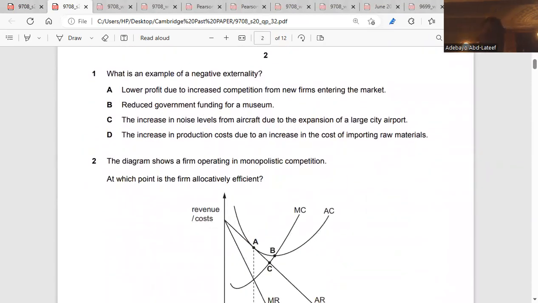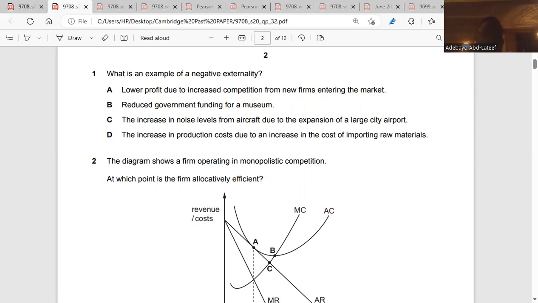The first question says, what is an example of a negative externality? When there is a negative externality, that's a negative spillover. That means the action or inaction of a firm, individuals, or government has caused cost to a third party. Lower profit due to increased competition from new firms should be private cost. Reduced government funding for a museum is not an external cost.